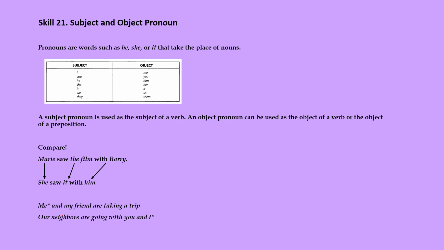Our neighbors are going with you and I. It must be you and me. Why? Because it is in the position of an object of a preposition with. So I must be me. Our neighbors are going with you and me because there is a preposition with. The position of I in this sentence is as an object of a preposition with. So it must be me rather than I.